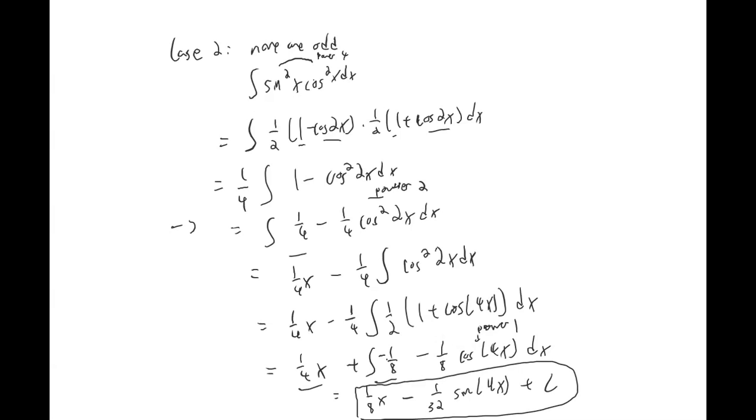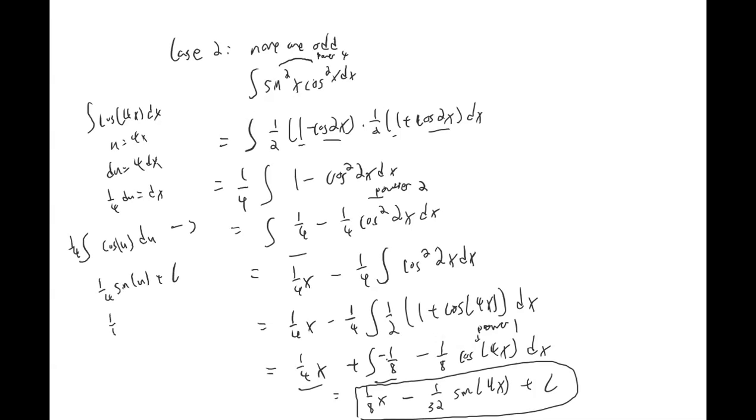I mean, yeah, but the official way is just u is 4x. I'll just do it. So 1/4 du is dx. So this is integral cosine of u, and then 1/4 du, and then this is 1/4 sine u plus C, replace u. If you just do u sub, right? You just u sub the 4x.